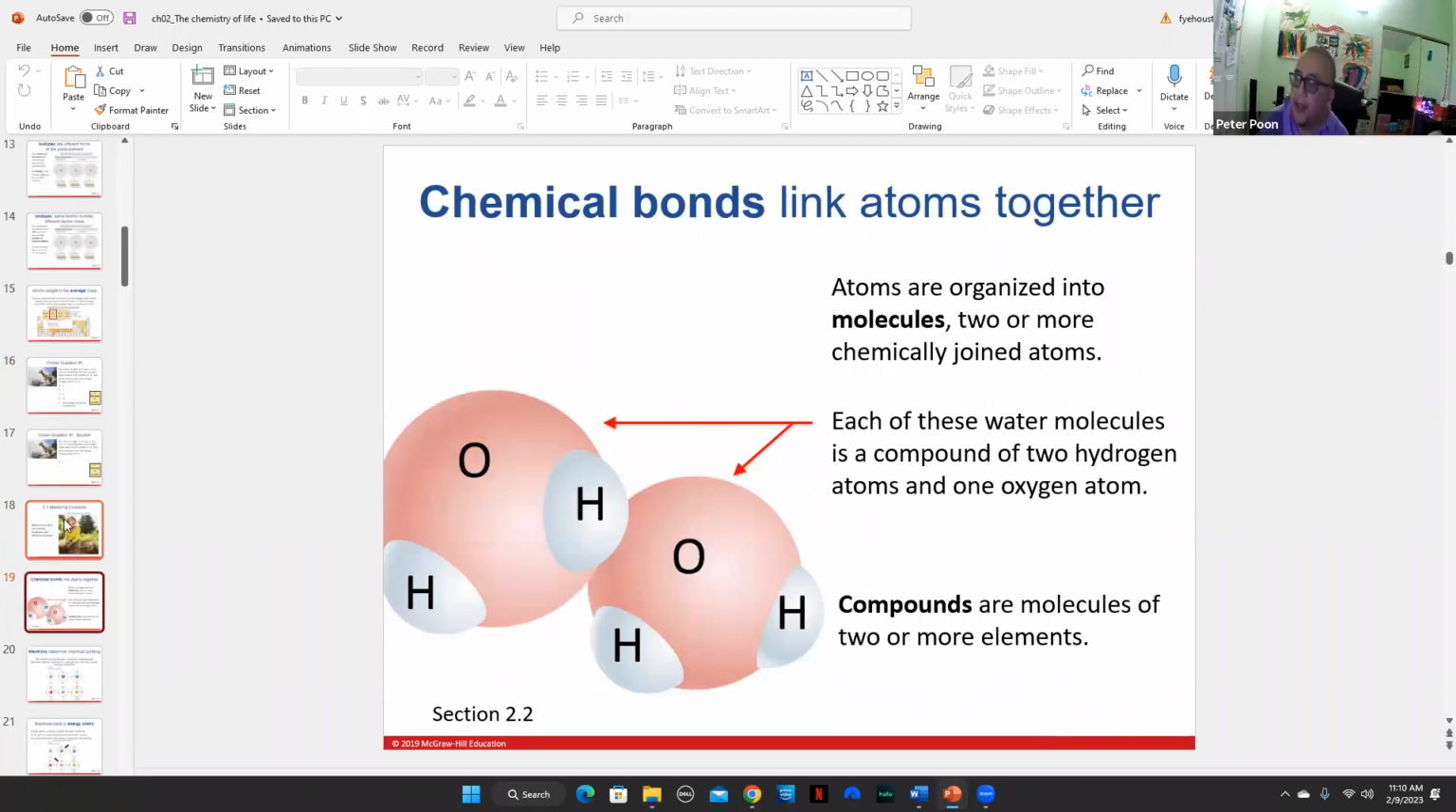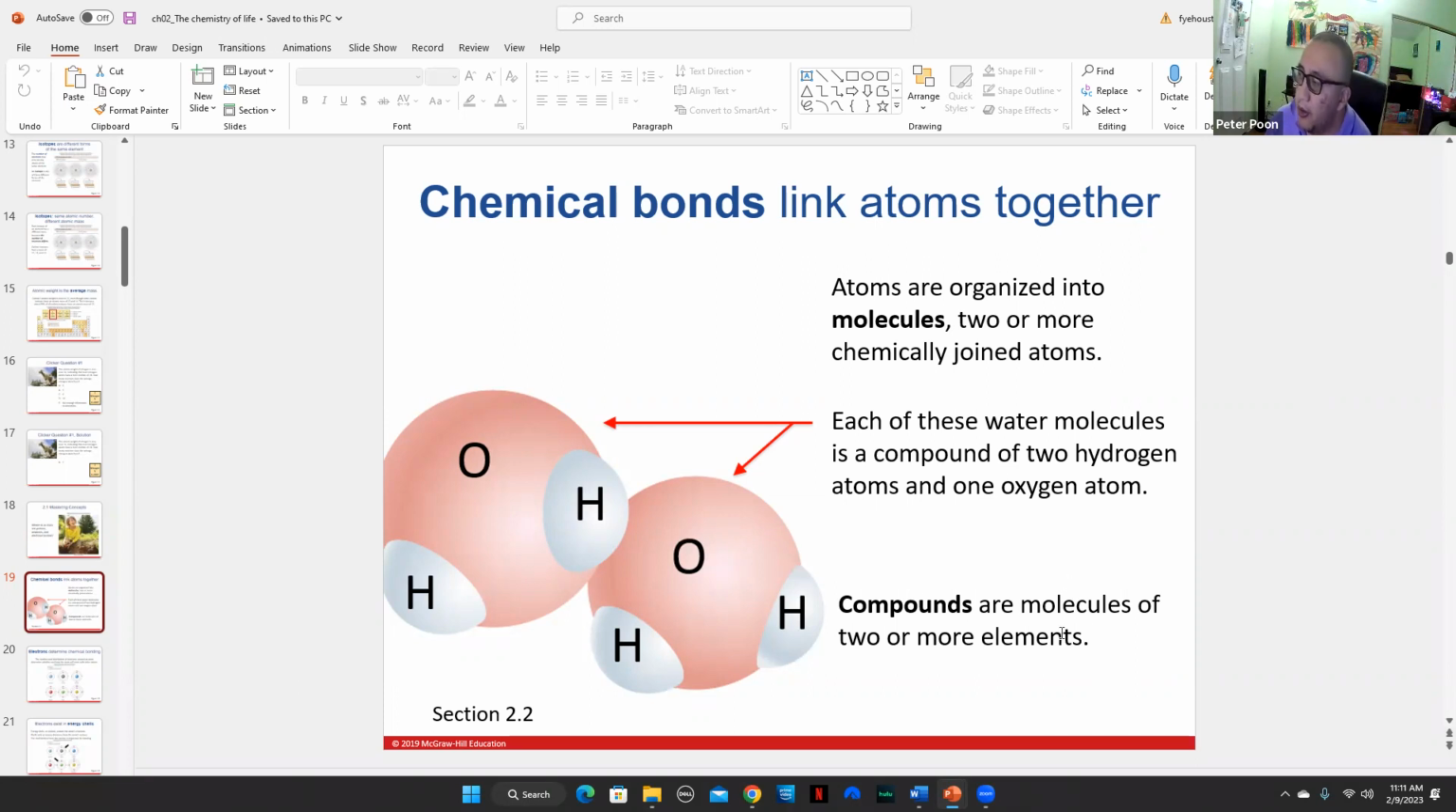So next concept, chemical bonds link atoms together. Atoms are organized into molecules, two or more chemically joined atoms. The most common molecule that most people understand and see is water. The formula for water is H2O, which means there are two hydrogens and one oxygen.